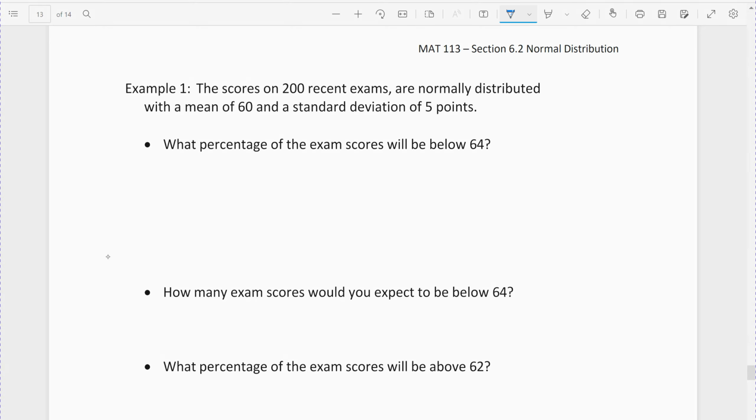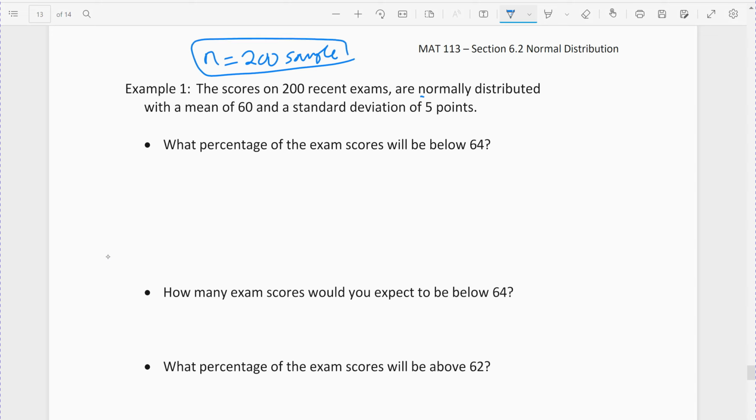Alright, so the first application for the normal distribution where we have to convert and then answer questions. So suppose that we know in the scores of 200 recent exams, so 200 students take an exam. So that's the sample size. That's N. That's our sample, our group of people who took it.